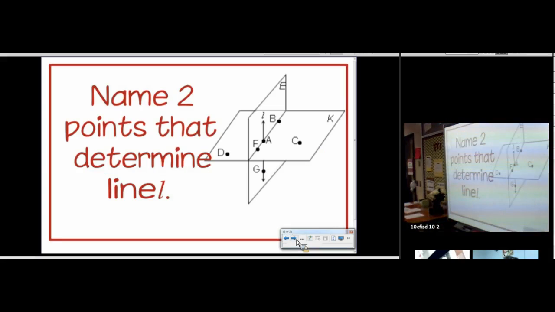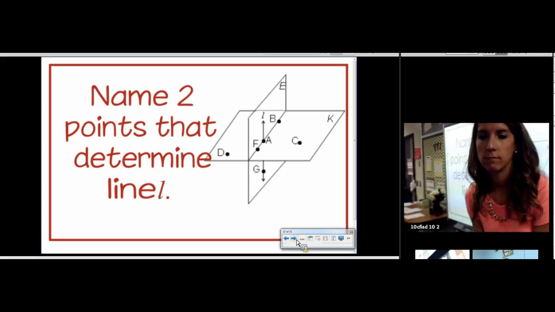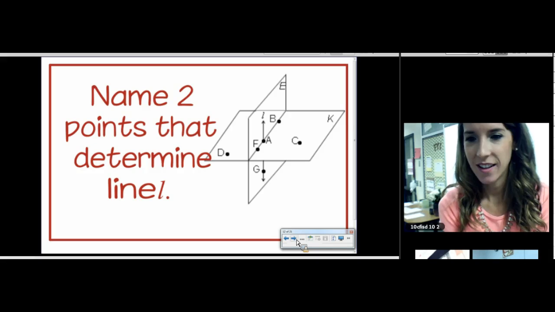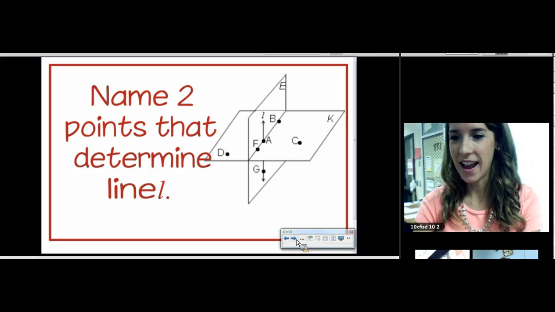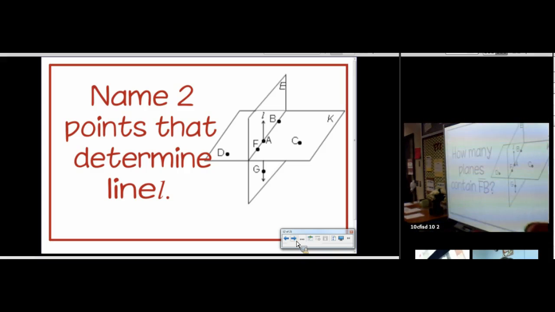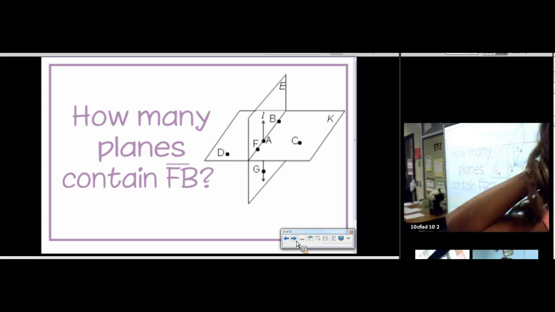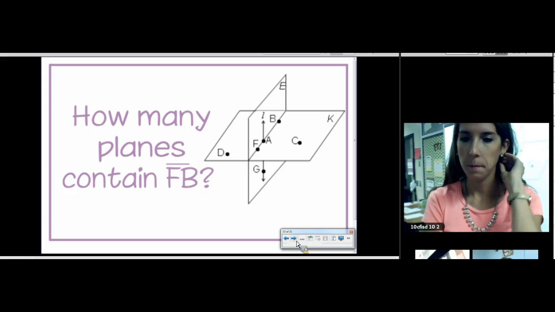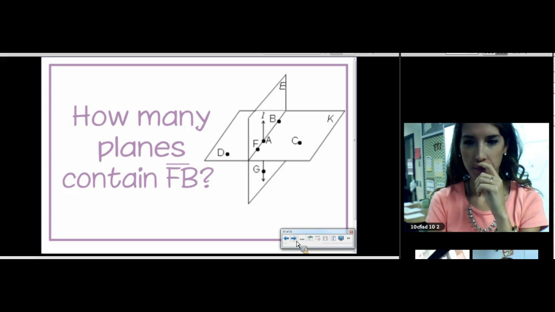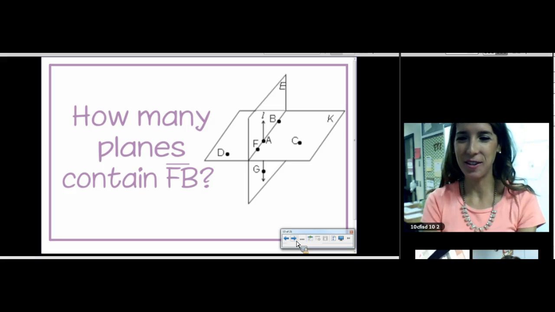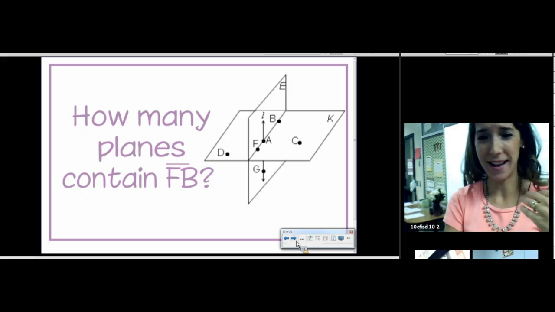Name 2 points that determine line L. A and G. Ooh, sorry for that. A and G. Very good. How many planes contain segment BF? Or FB? How many planes contain segment FB? Some said 2, some said 20, and some said infinite, and some said 3.